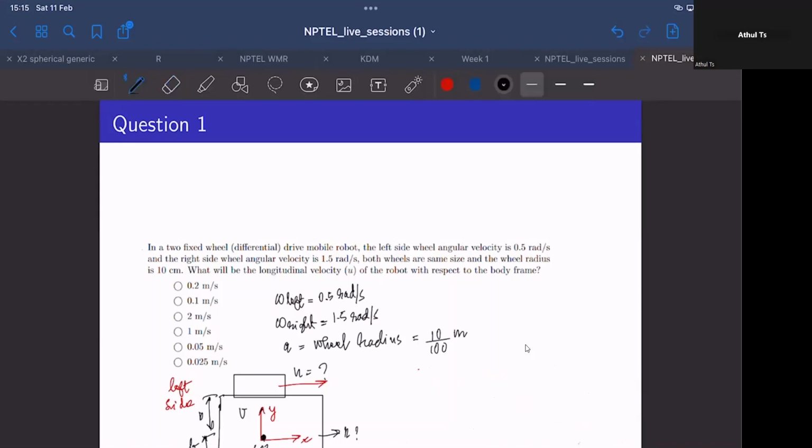So in short, we are simply considering a superposition of the case where only the first wheel, only the left wheel velocity, exists.